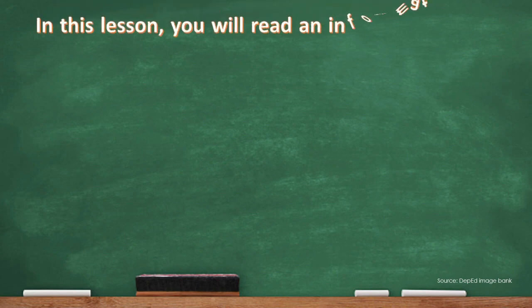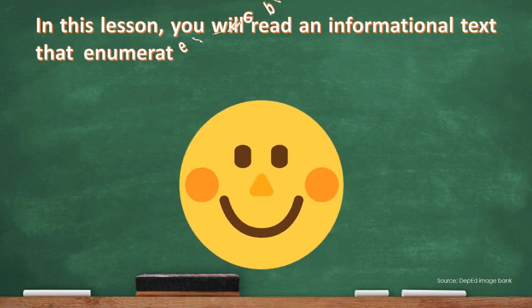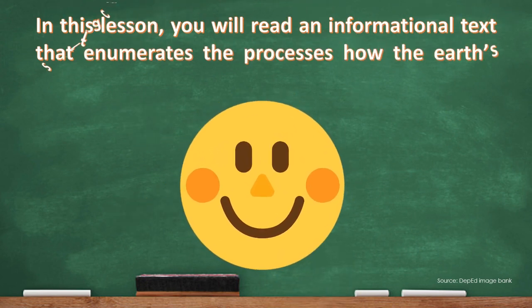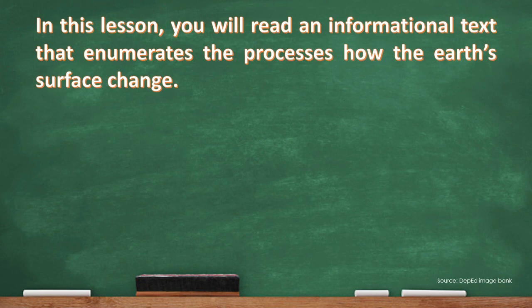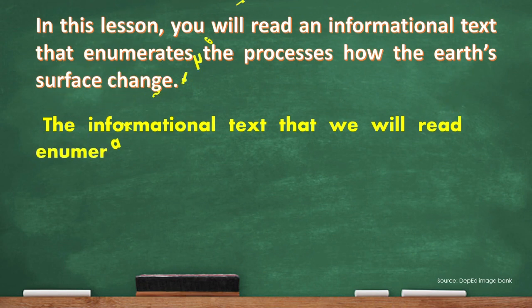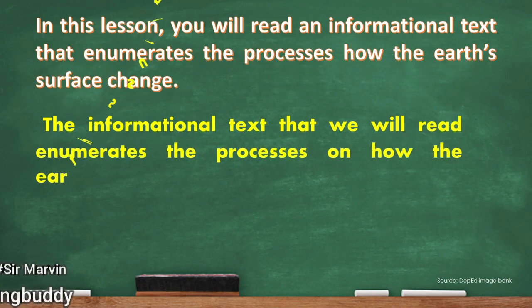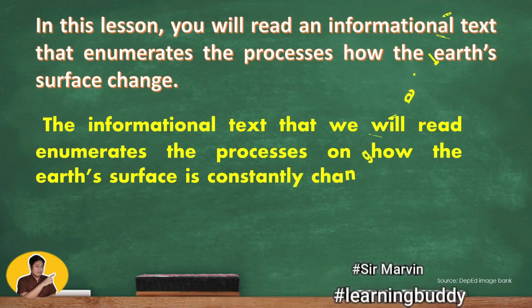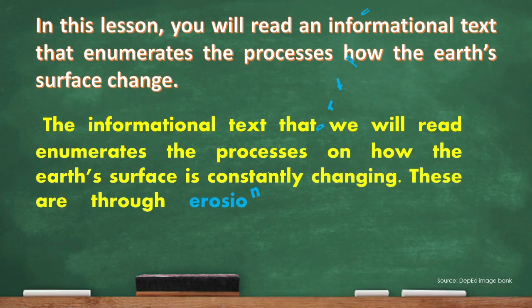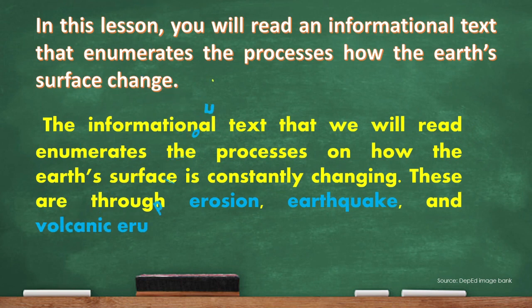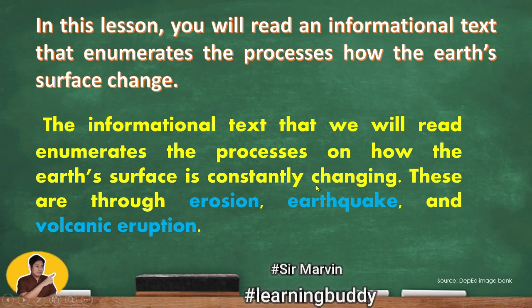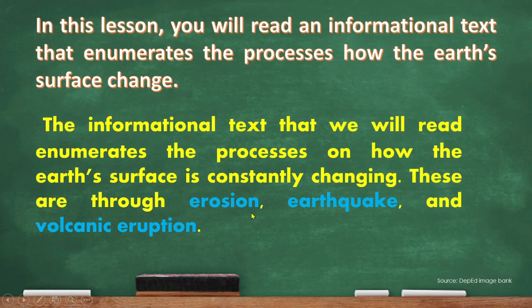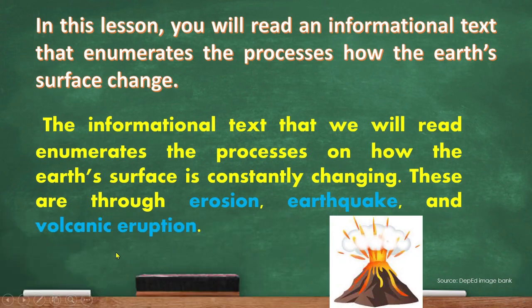In this lesson, you will read an informational text that enumerates the processes how the Earth's surface change. We are just going to use this topic for me to show you about the enumeration text. How do we use enumeration type of text? The informational text that we will read enumerates the processes on how the Earth's surface is constantly changing. These are through erosion, earthquake, and volcanic eruption.